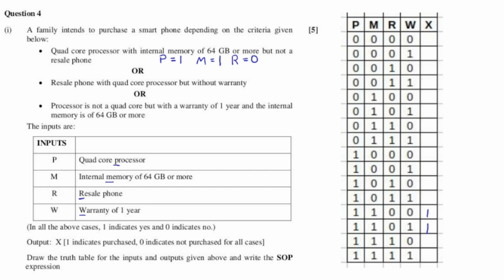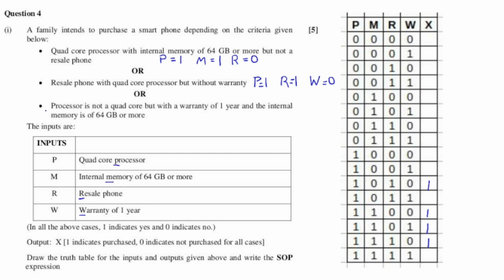Let us focus on the second criteria now, which says a resale phone with quad-core processor but without warranty. So the variables involved in this case are the processor, that is P, the resale phone, that is R, and warranty, that is W. Here P is 1, R is 1, but without warranty means that W is 0. So the only rows where P is equal to 1, R is equal to 1, and W is equal to 0, that is 1, 1, 0, is over here, and 1, 1, 0 is over here.